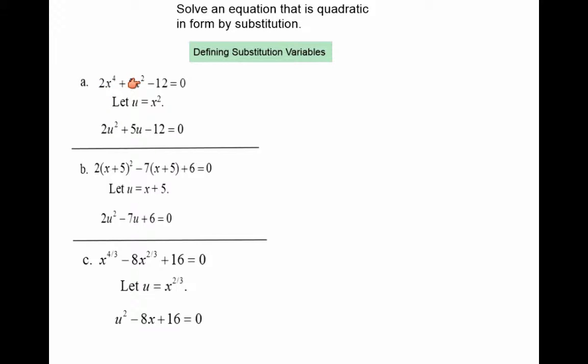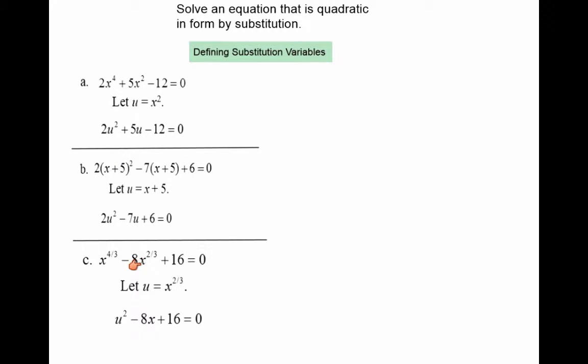If you look at these two variables, you see one of them is a square of the other one. So if I square this one, x to the power of 2, I get this. Take a look at the second example here. If I square this term here, x plus 5, I get x plus 5 squared.